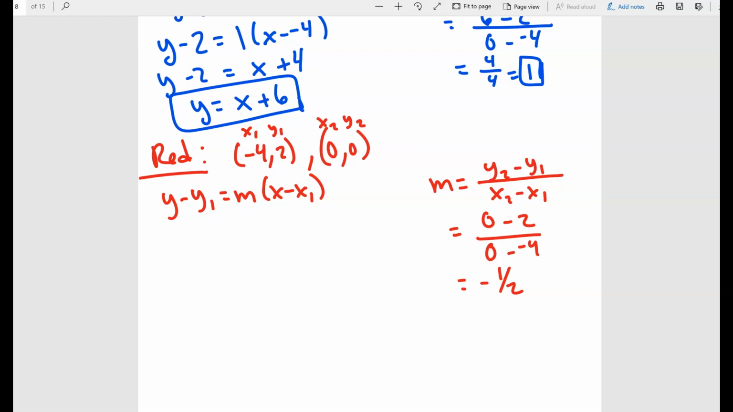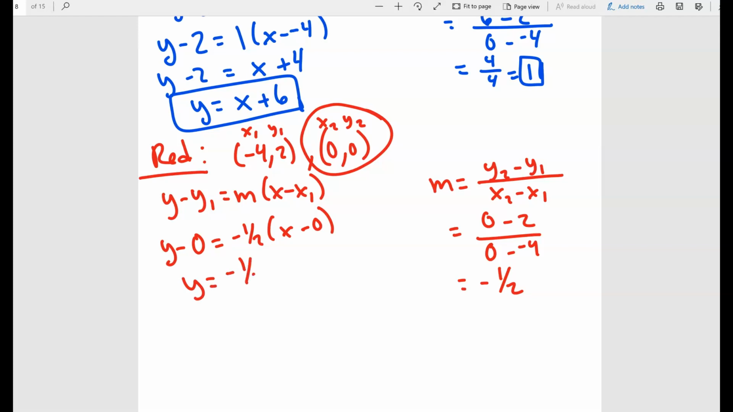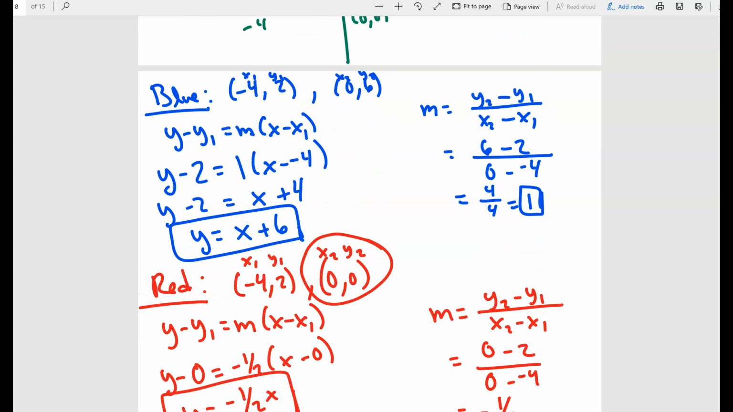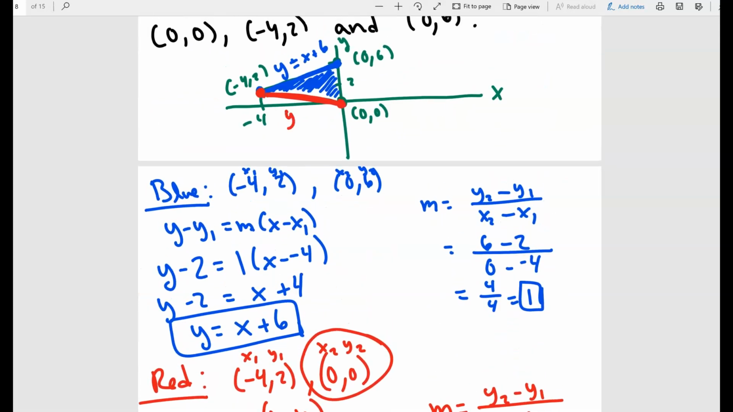Okay, so now let's plug them in. Y minus, and I think what would be easier would be to just plug in this one, because 0 is much easier to work with than the other one. Y minus 0 equals negative 1/2 x minus 0. So what I'm going to be left with is y equals negative 1/2 x. So my red part is going to be y equals negative 1/2 x.